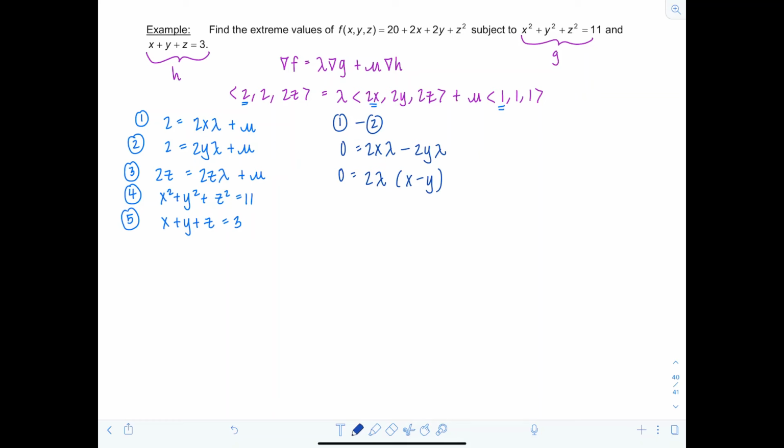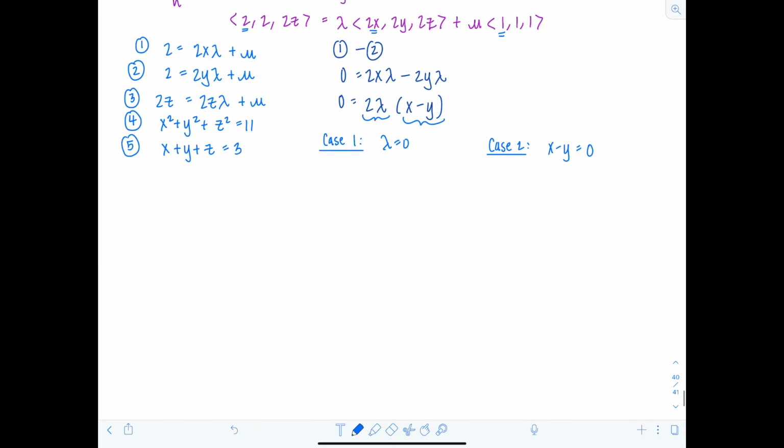So now here I can apply the zero product property from way back in your algebra days. And basically I either have 2 lambda is 0 or x minus y is 0. So we can call those two cases. That's basically what we've been doing. So case 1 is where lambda is 0. And then case 2 is if x minus y is 0.